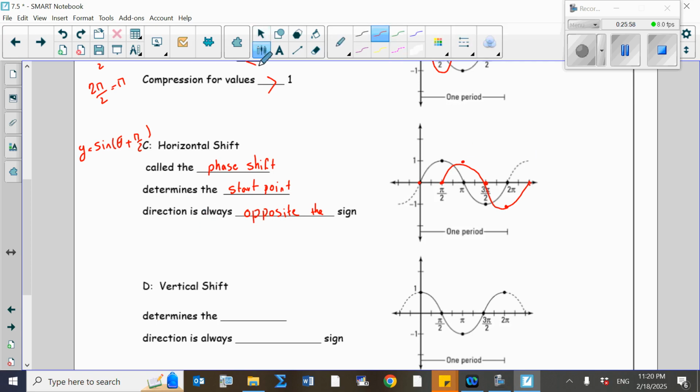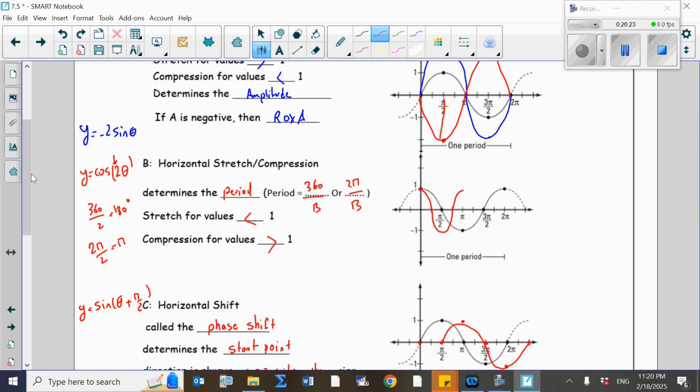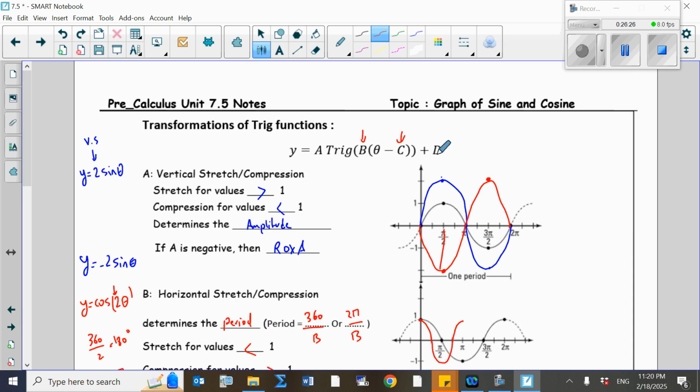So that's horizontal shift. And then vertical shift determines the sinusoidal axis, that means the horizontal midline of the function. And the direction is always the same as the sign. That means, like here, you see this d value. This is what is added to your function, outside of the function. This value is going to move your function up or down. It's going to change the sinusoidal axis.